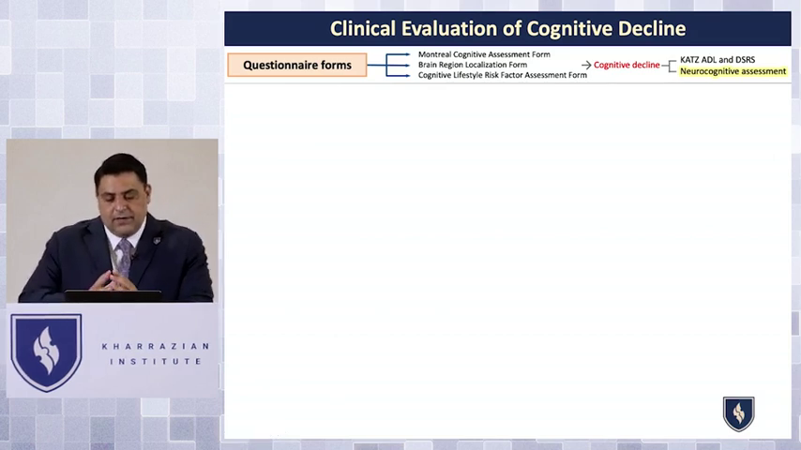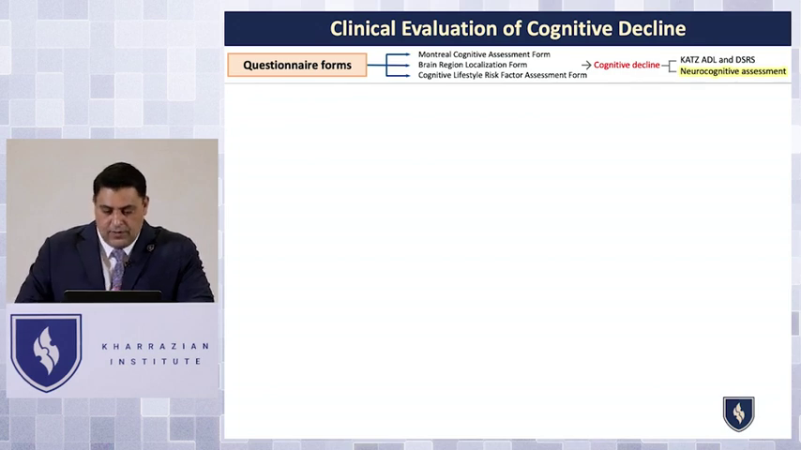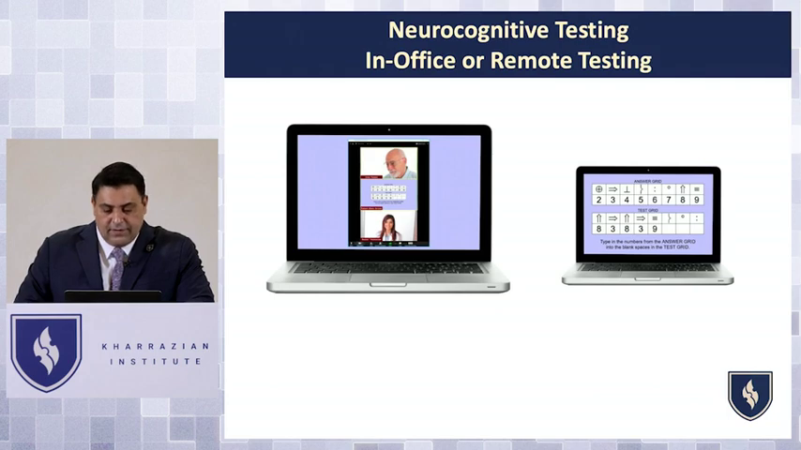Now, at some point, if the patient fills out these forms and you're really worried that they do have some significant degree of cognitive decline, you want to get them some formal neurocognitive testing. Then that's when you can organize that. So formal neurocognitive testing provides a validated test to quantify loss of cognitive domains compared to subjects with the same age or sex. And neurocognitive testing is just a very detailed way to really screen for these cognitive domains beyond just these questionnaire forms that we went over.